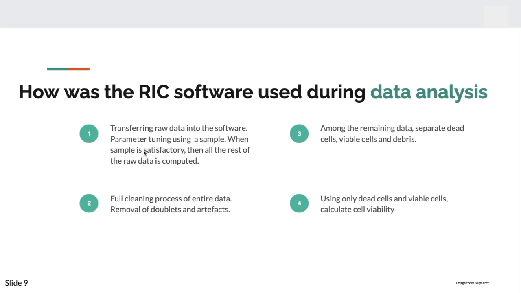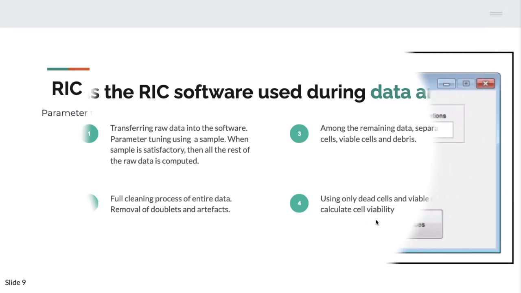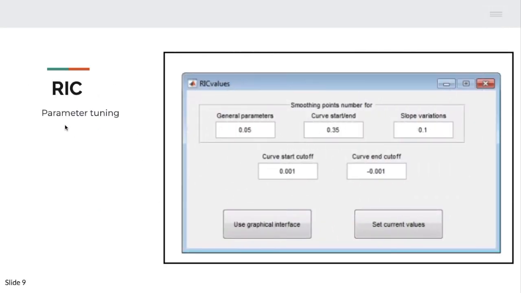So that's step 1. Step 2 is to basically do a full cleaning process. In this case, we have to dig deep into the data and try to find doublets and artifacts, and we have to eliminate them. Step 3 is among the remaining data, we separate the dead cells, viable cells, and debris, so that in step 4, we can take only the dead cells and viable cells to calculate cell viability. Alright, so let's go over the first step called parameter tuning.